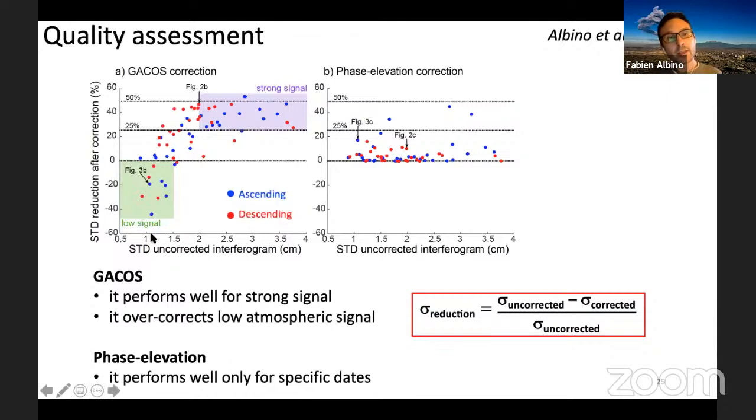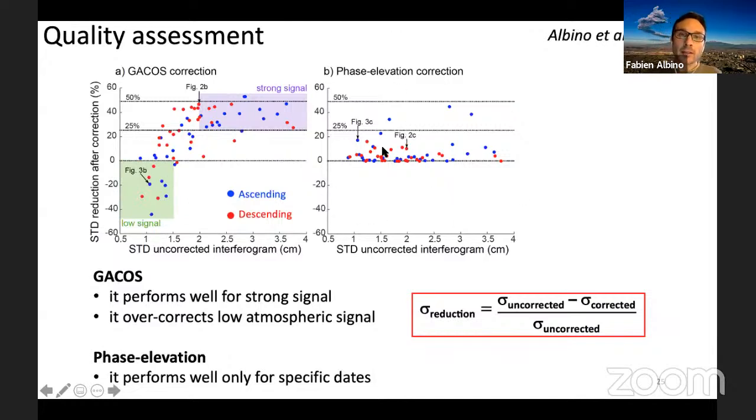So you can see here the percentage of reduction of the standard deviation. You are looking at the relative difference between uncorrected and corrected, estimated as a function of the standard deviation of the raw interferogram. And for the GACOS correction, you clearly see a trend. When you have a strong signal, as I showed before, the correction is more efficient. And when you have a small signal on the interferogram, it will be difficult, and you're even going to introduce noise in your data by having negative reduction.